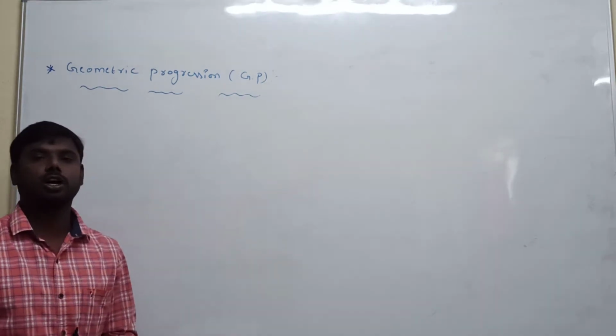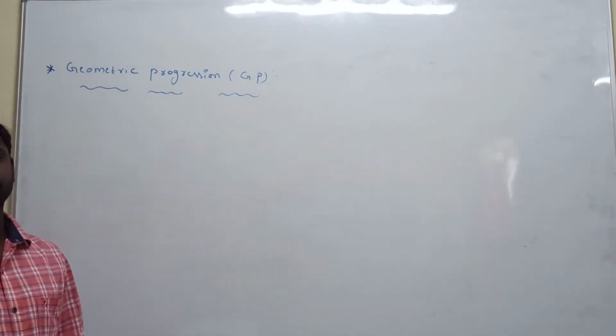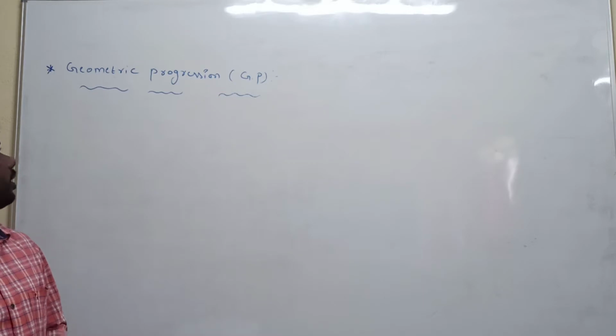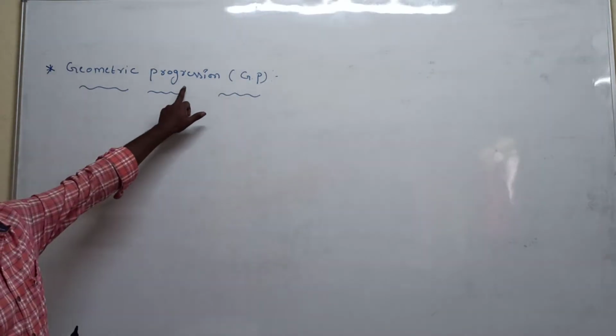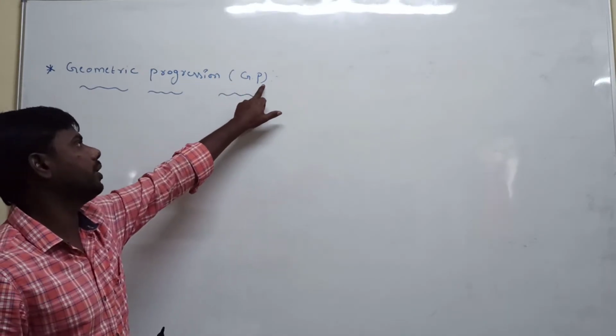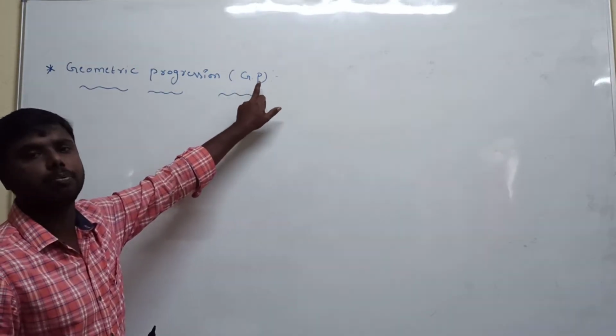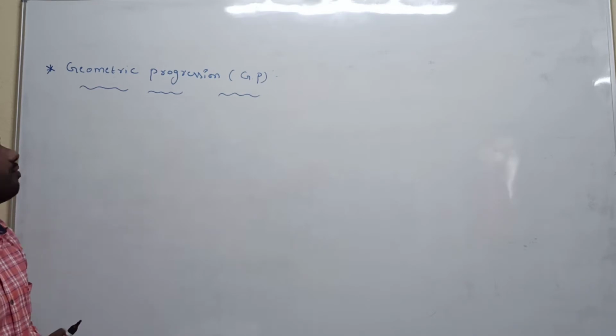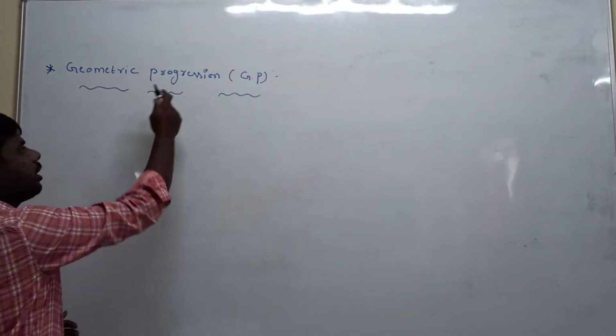Before all, we will discuss arithmetic progression. Today we start with a new topic, geometric progression. Geometric progression's short form is G.P. G.P. means geometric progression. So, what is the definition of geometric progression?